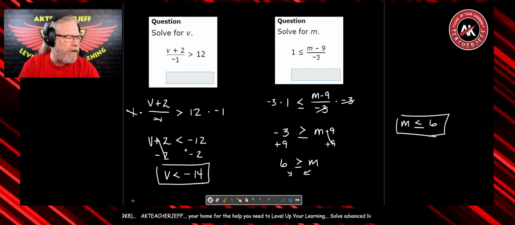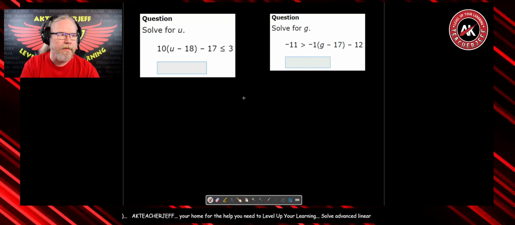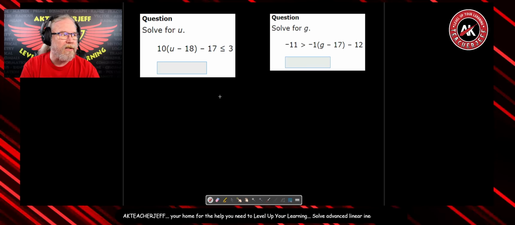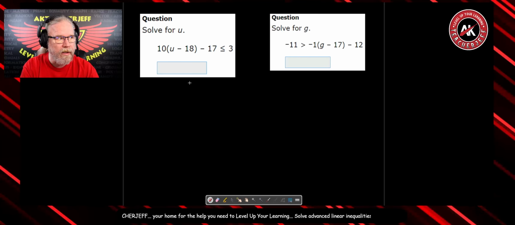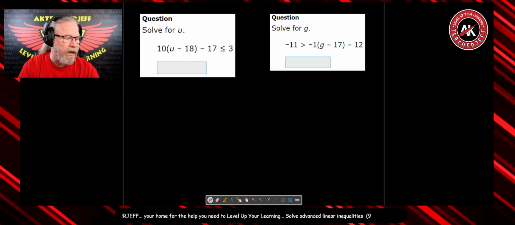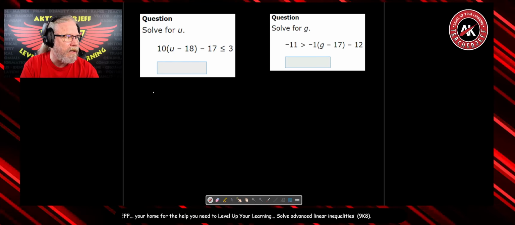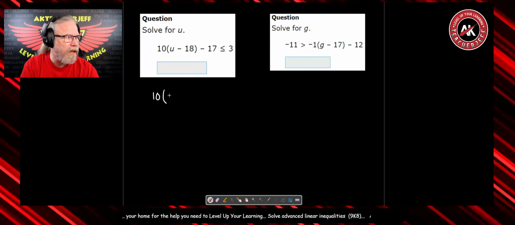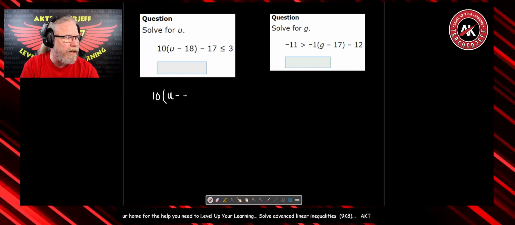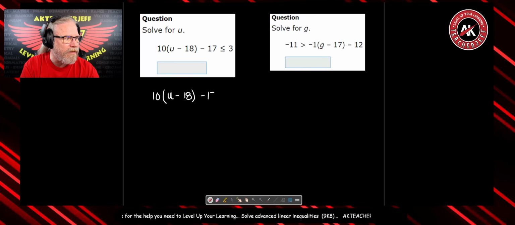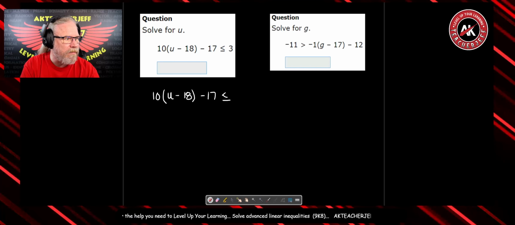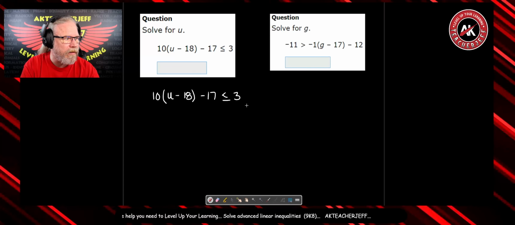All right, let's go ahead and look at our next two examples. We no longer have fractions. Instead, we're probably going to have to do some dividing because we've got some multiplication going on. So let's first go ahead and just do a rewrite. 10 times the quantity of u minus 18. And then from that, we need to subtract 17. And all of this is supposed to be less than or equal to 3.